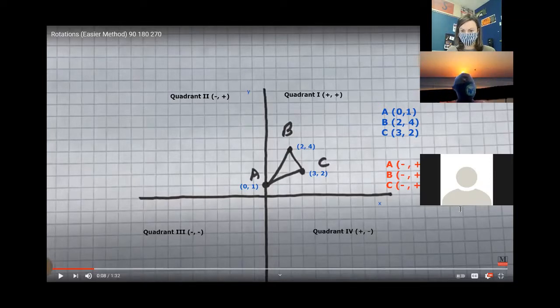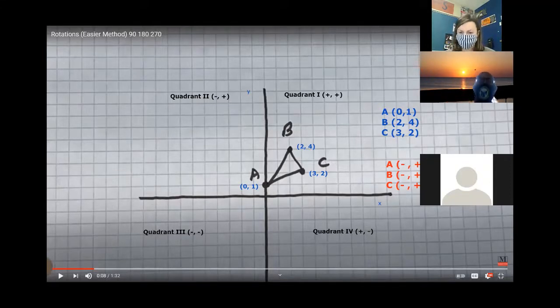Any 90 degrees, when you move it 90 degrees either way, it doesn't matter, counterclockwise or clockwise. So write this down. For anything 90 degrees, you have to flip the x and y's. Anything 90 degrees, you flip the x's and y's.